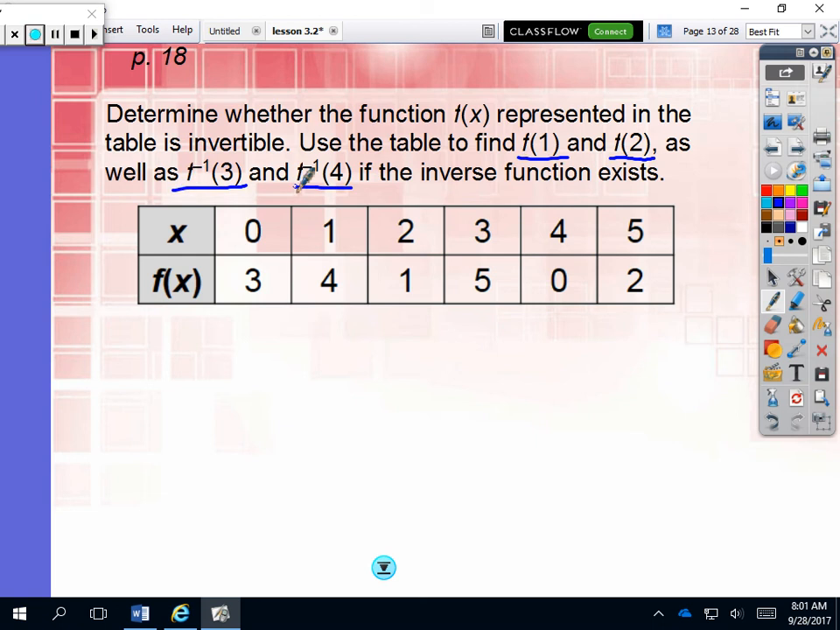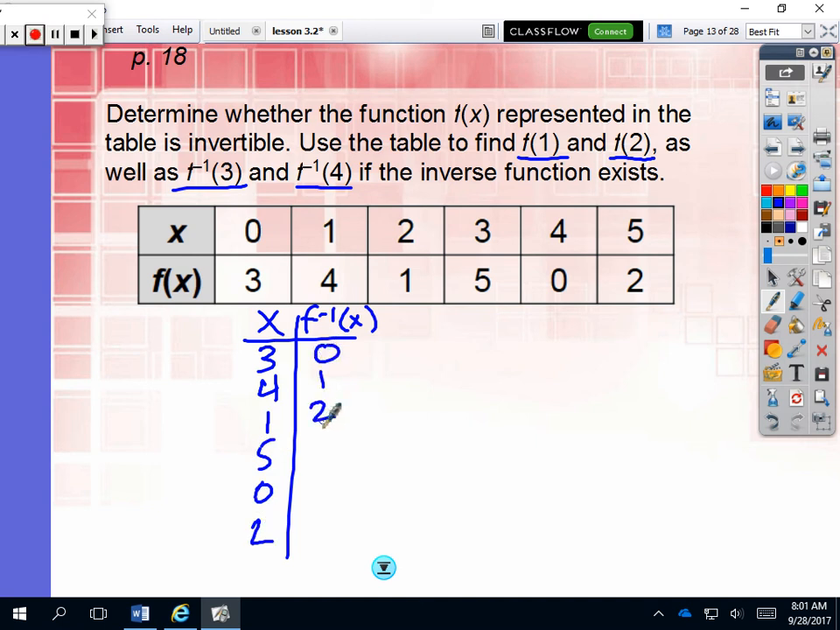Well, to get the inverse, remember we have to have x and f inverse of x. So the f of x numbers become my input. 3, 4, 1, 5, 0, 2, 0, 1, 2, 3, 4, 5. So this is my inverse, this is the f of x. So for f of 1, well, you can do these one at a time in your book. So this would be the first question in your book.